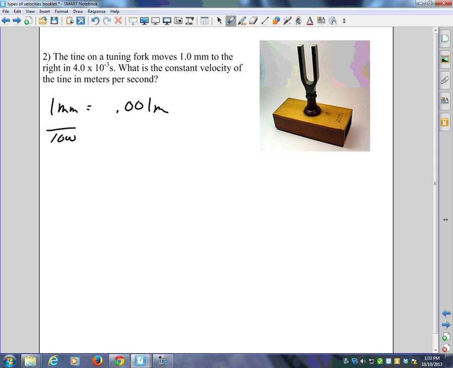Now, what is the constant velocity of the tine? V bar is equal to d over t. The displacement is 0.001, and my time is 4 times 10 to the minus 3. Now, on your graphing calculator, you should have a button that either says EE or EXP. Let's learn how to use them. Please do not go multiply times 10 and do that way, okay? Because it will get you into trouble sometimes.